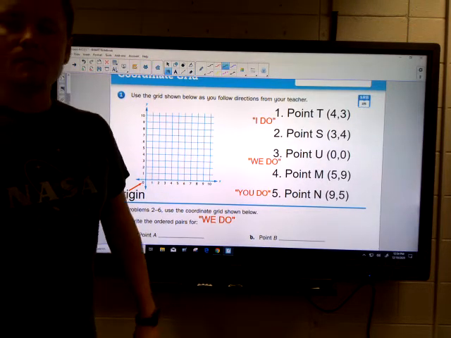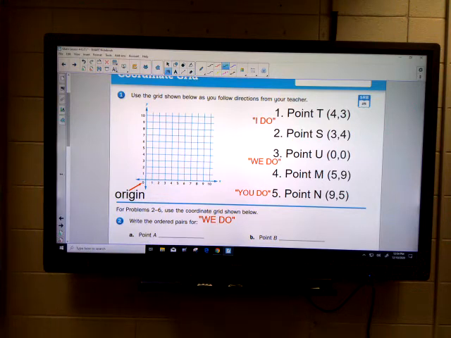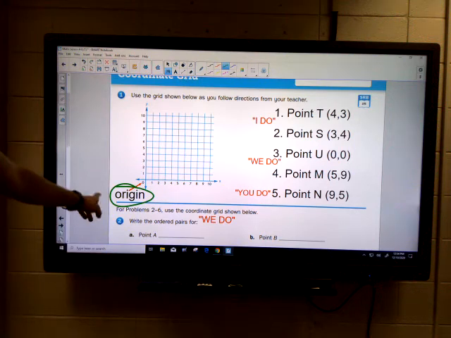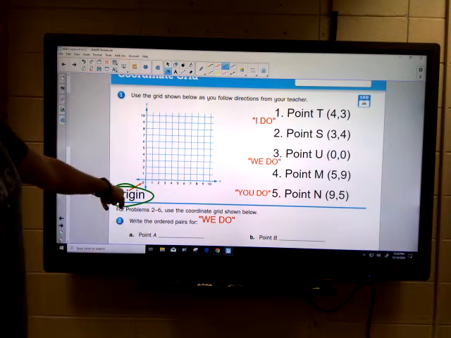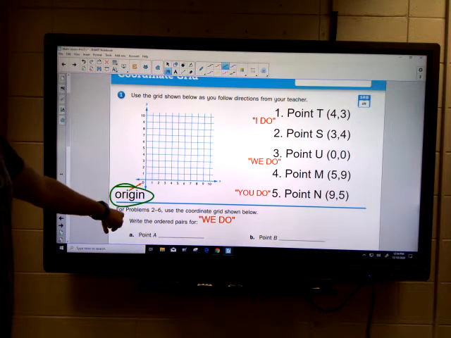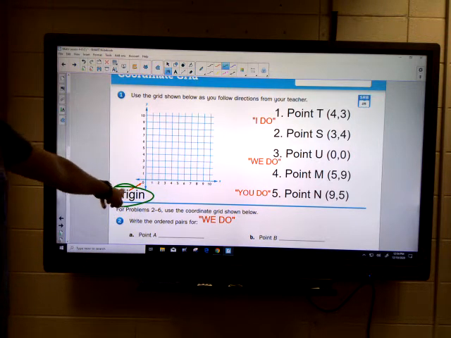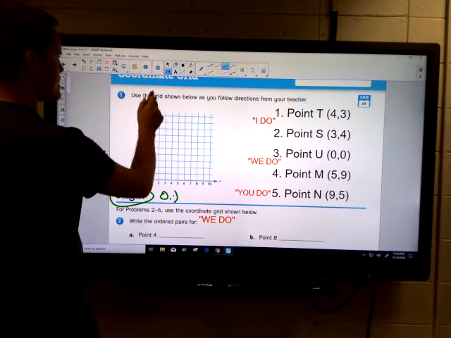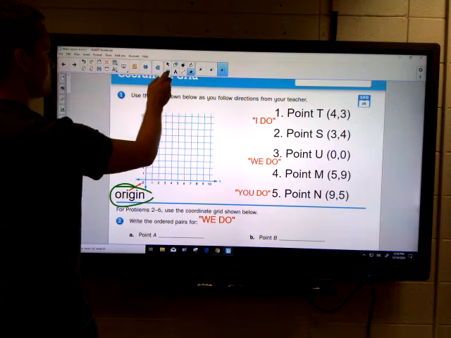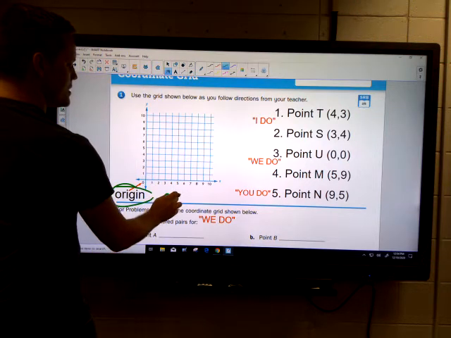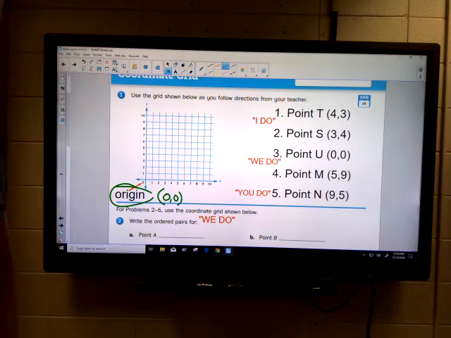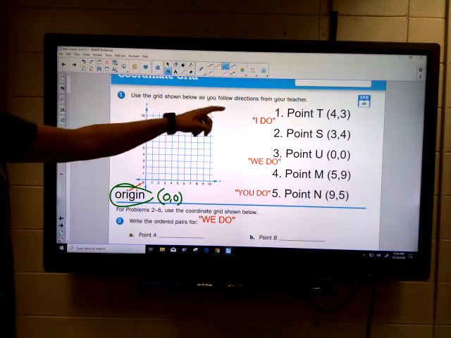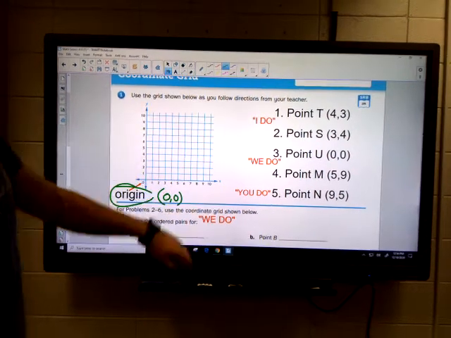First, before we start plotting points, I want to go over a vocabulary word here. If you're looking on my screen like you should, that word is origin. Do you guys have that on your paper? You don't, do you? Good. So the origin is the point 0, 0. That is called the origin. Okay? So make sure you remember that. All right? 0, 0 is the point. So let's go ahead and do the first one together here.